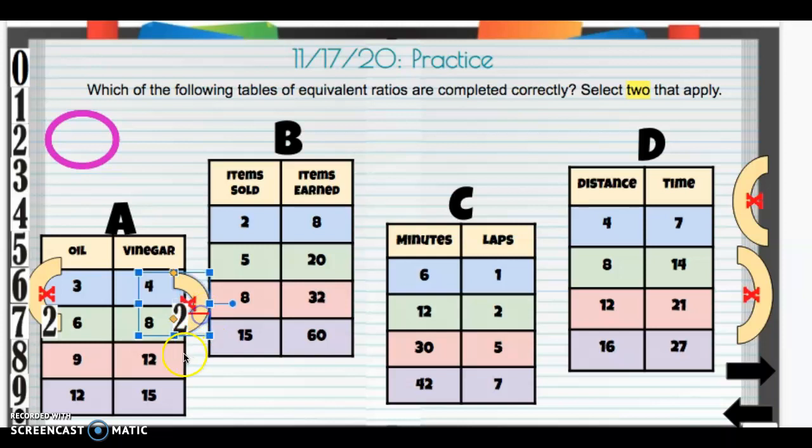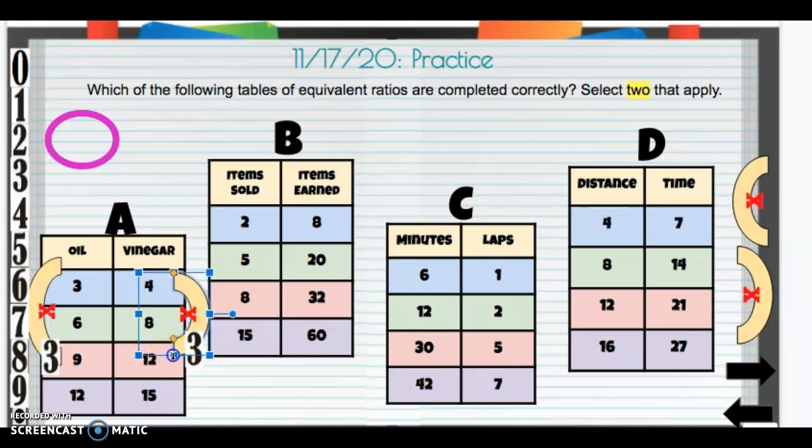Okay, then I go down again. Let's see what the pattern is. 4 times what gives me 12? 3 times what gives me 9? And it would be 3. So I would say 3 times 4 and 3 times 3.